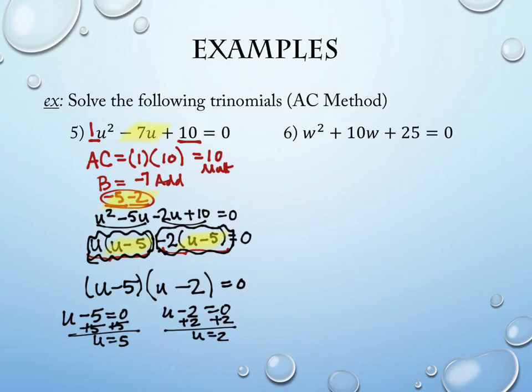So we end up with two solutions. u equals 5 and u equals 2. And again, if I wanted to confirm, I could check them back in the original equation, the one before I factored anything, like this one way back up here. If I plugged in 5, I should end up getting 0. If I plug in 2, I should end up getting 0. Okay?